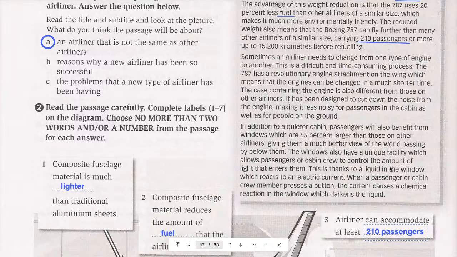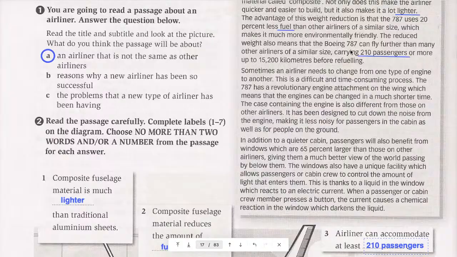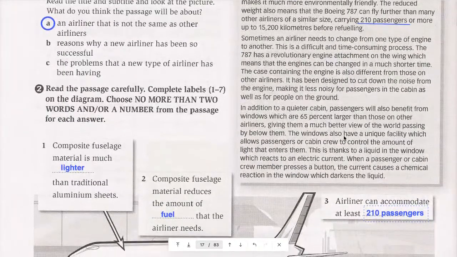Carrying 210 passengers. So carrying in this case is similar to accommodate. You underline accommodate and you write equals carrying. Okay. Of course, in this IELTS they will not use the word carries here for you. Otherwise, too easy, right? They can say airliner can carry at least. No, they won't do that. They just say accommodate, and accommodate means carrying in this case, right?